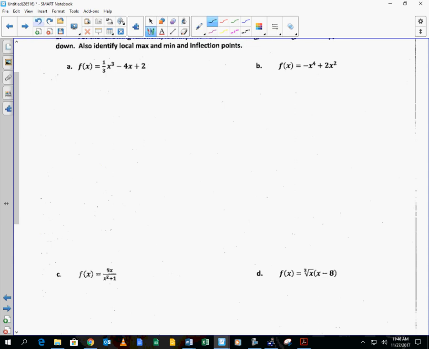Letter B. First derivative. Does that factor? Take out a negative 4x and you get? So negative 4x times x plus 1 times x minus 1. What if it didn't factor? What would you do? Quadratic formula, very good.